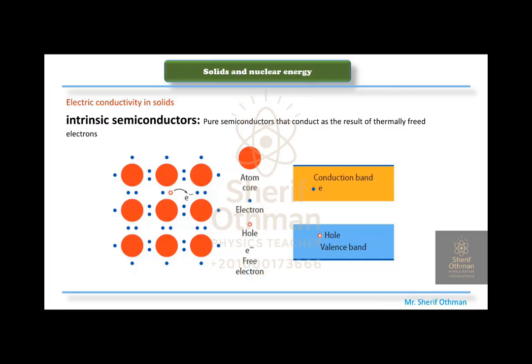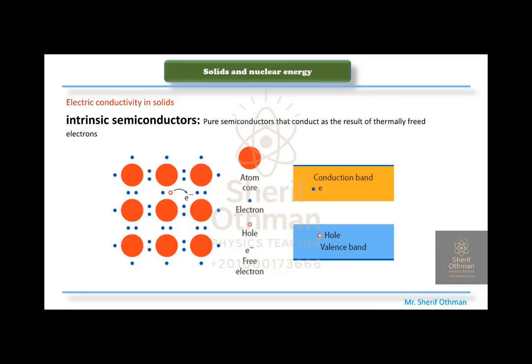Intrinsic semiconductors, guys, are pure semiconductors that conduct electricity as a result of thermally freed electrons. We described before the positive charge and negative charge. We said the negative charge is the electron itself, while the positive charge is the place of the removed electron. So when an electron is removed from a certain place, it leaves something called a hole or gap in this position, and this position will become positive.